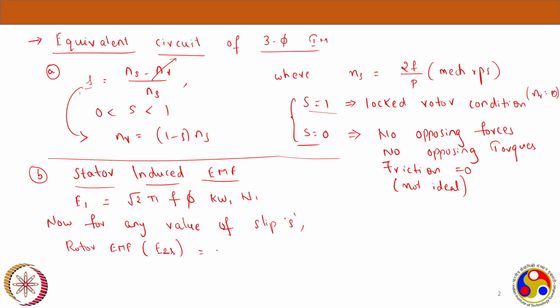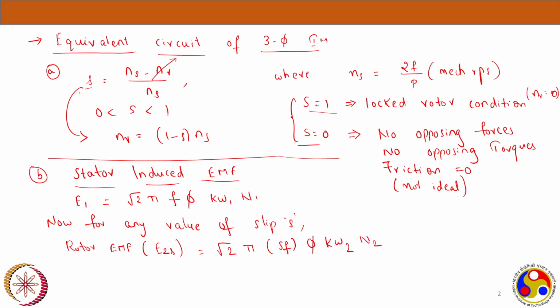Can someone guess it? Root 2 times pi. Now the frequency won't be f. When you have the slip concept here, the frequency of the rotor will be the slip frequency, which is Sf. That is the frequency of all the electrical quantities present in the rotor circuit. Whatever the voltage and current, the frequency of those quantities will be Sf. We also discussed that last week. Root 2 times pi multiplied by Sf, and the flux, and Kw2 and N2.